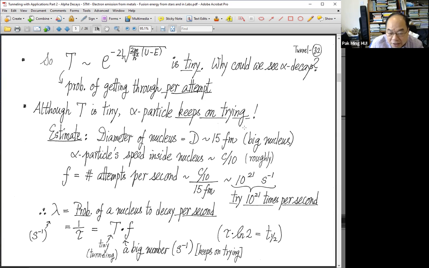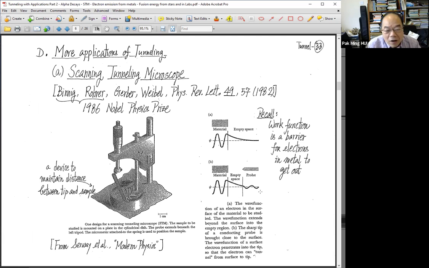So in this estimation, just a very rough estimation, we see that an alpha particle may be trying, depending on the energy, 10 to the 20 times per second. And then for each attempt, it can come out with a probability 10 to the minus 9. So then you will see that maybe per second, there's still a little bit of a chance. And therefore, we do see alpha particle decay.